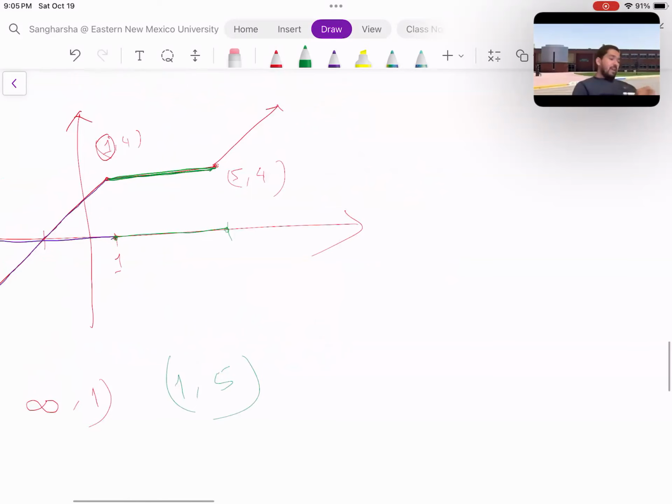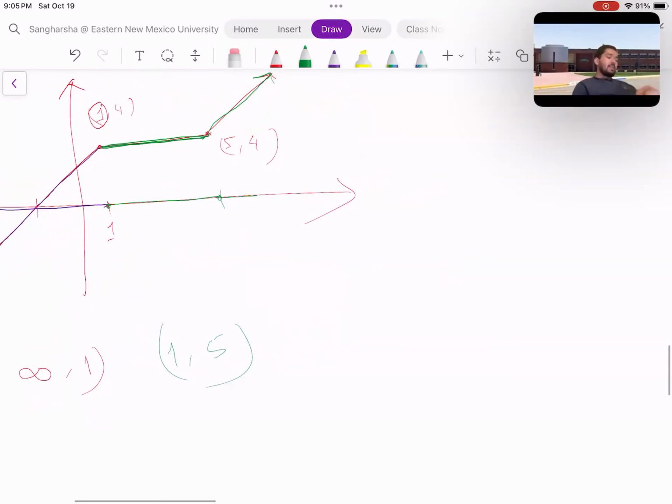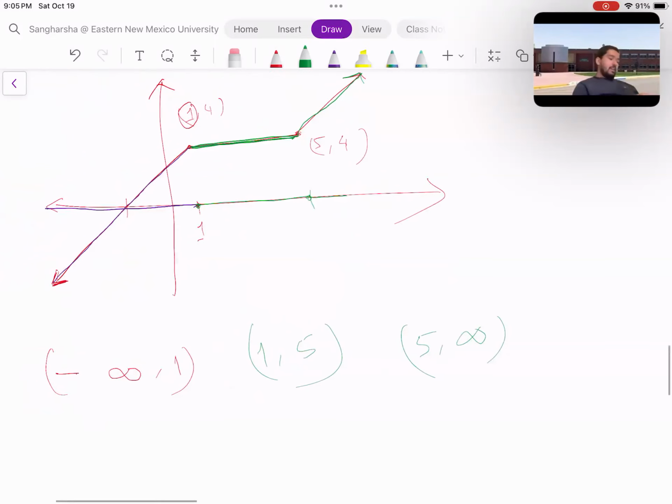Now you are at 5. Now you move from 5 all the way past infinity. Your graph is again rising. It means this is the interval where your function is increasing, from 5 to infinity. The function is increasing. Okay.